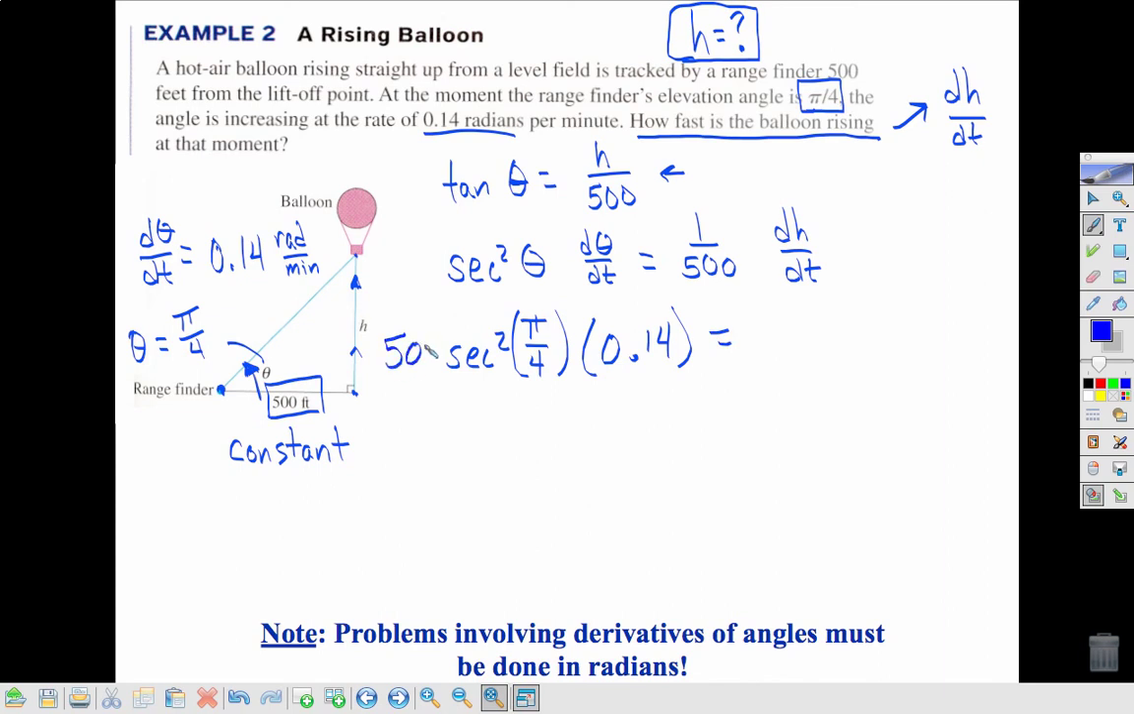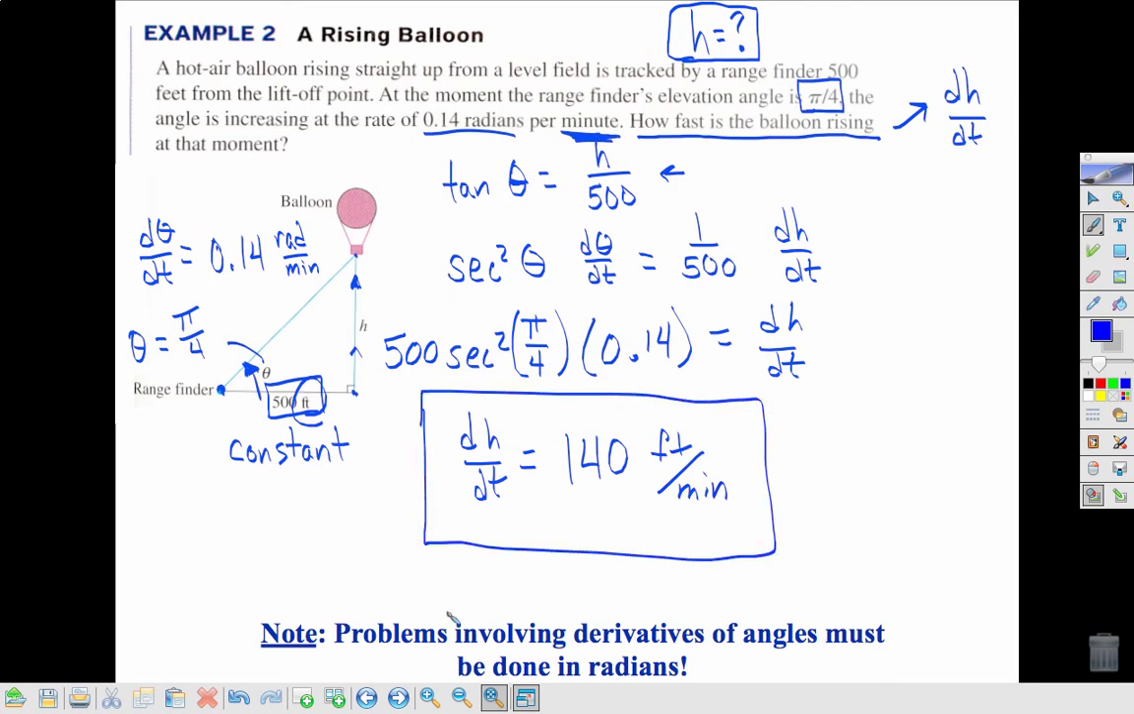I could go ahead and move my 500 over to this side. And if we plug that into our calculator, we'll find dh dt to be 140. At this point, we need to put units with that. We do not have a correct answer until we've interpreted everything and with the correct unit. So we come back, everything is measured in feet and in minutes. So our height is feet, which we see here with a 140 feet per minute. That's our rate of change in height. That's how fast the balloon is rising.